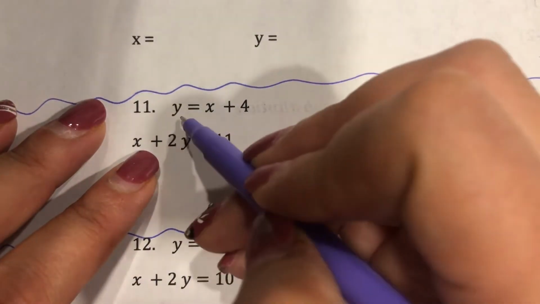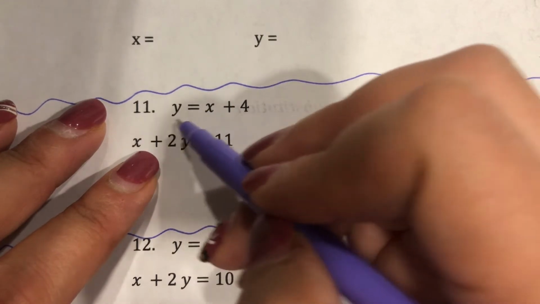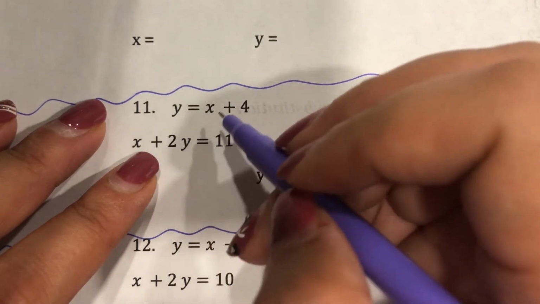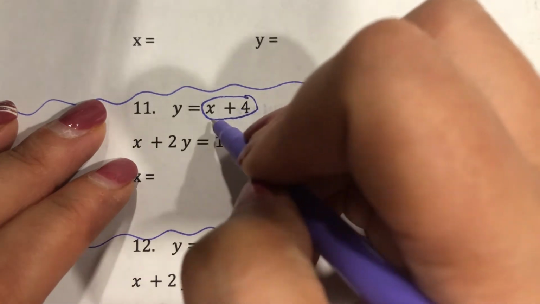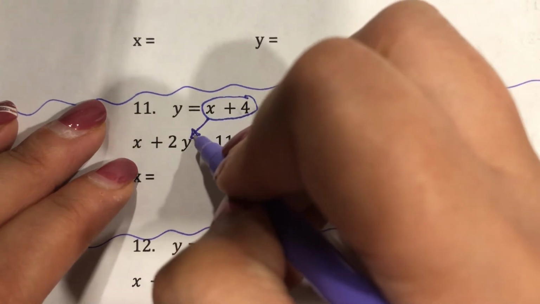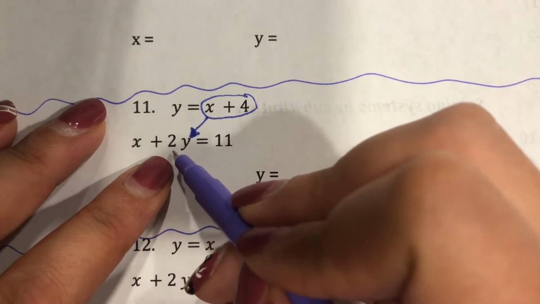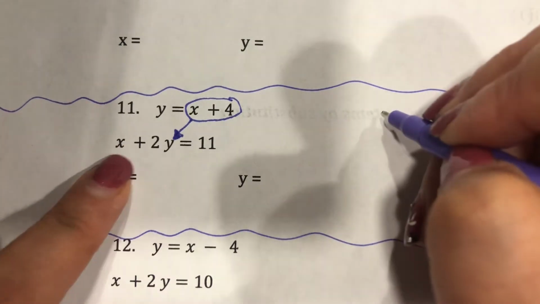Again, we're looking for whichever variable is already solved for, so I have a y equals. We could also have x equals, it doesn't matter which, but we're looking for the one that has y or x equals. And we're going to take that value, so x plus 4, and we're going to substitute it in for our y. Now notice this time our y has a number in front, so we are going to have to distribute a little. So let's start.